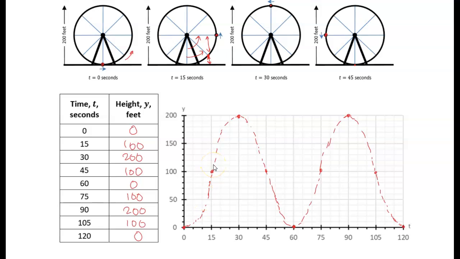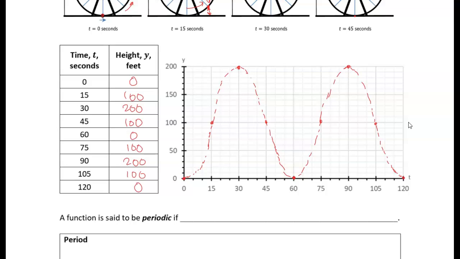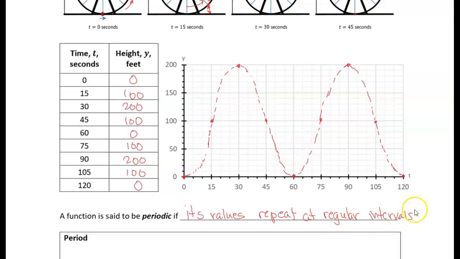All right, so let's talk about some terminology regarding periodic functions. A function is said to be periodic if its values repeat at regular intervals. So there's some sort of cycling going on. So let me fill this in: its values repeat at regular intervals. Okay, so that's the idea of a periodic function.